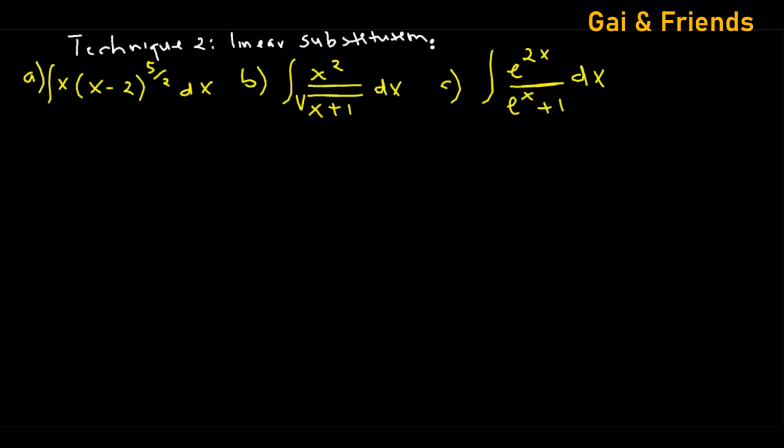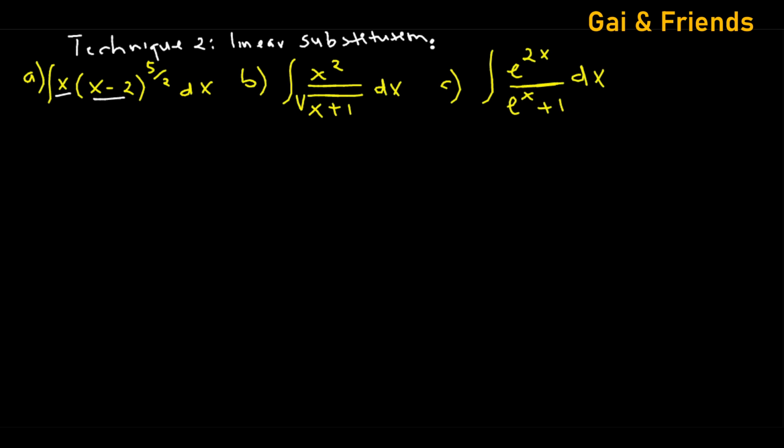Now in this first problem, you can recognize that we have x as a function outside the brackets, and when you differentiate the function inside the bracket, it does not give us x. The derivative of x minus 2 is instead 1, which does not help us cancel out x.